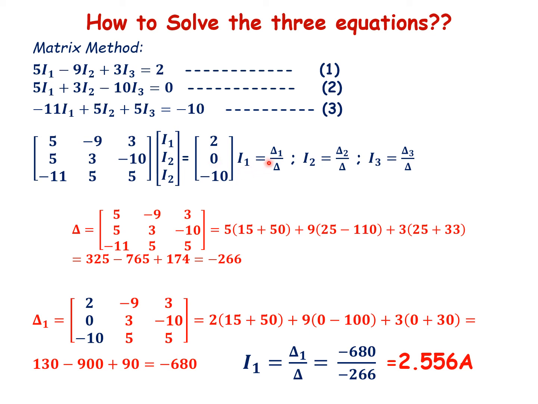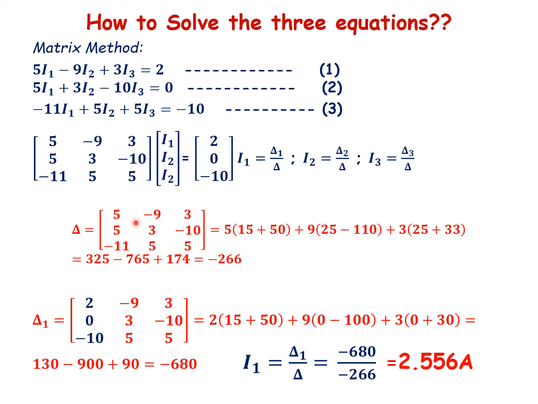I1 is delta 1 by delta. I2 is delta 2 by delta. I3 is delta 3 by delta. How to find out delta? Take the 3 cross 3 matrix. Then find out the determinant of this matrix.